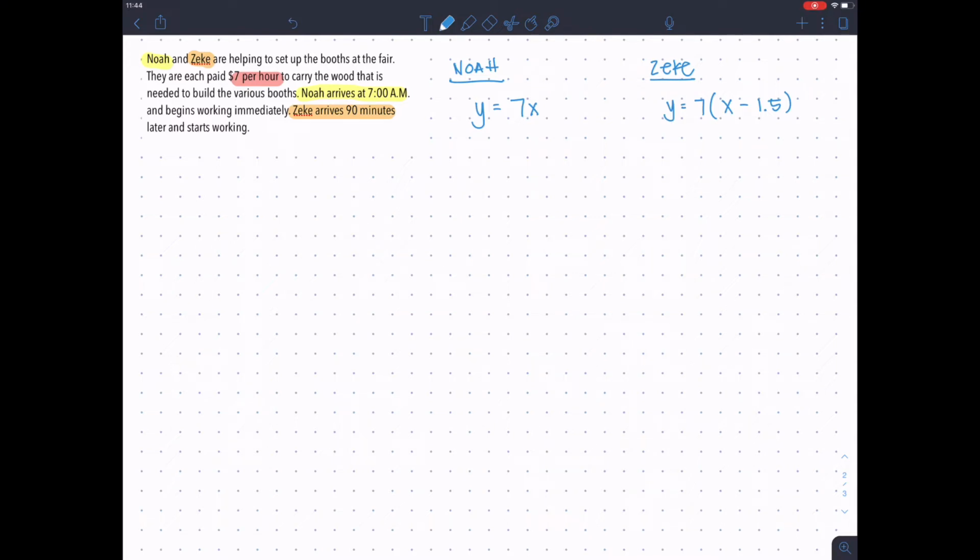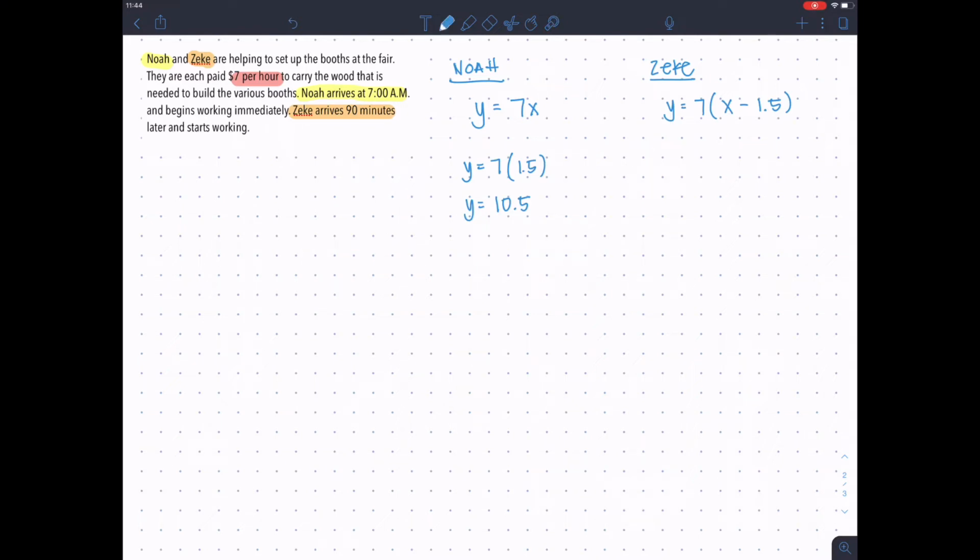Alright, so let's figure out how much Noah gets after 90 minutes of work. So Noah will get 7 times 1.5. Noah would get $10.50 after 90 minutes of work, or 1.5 hours.